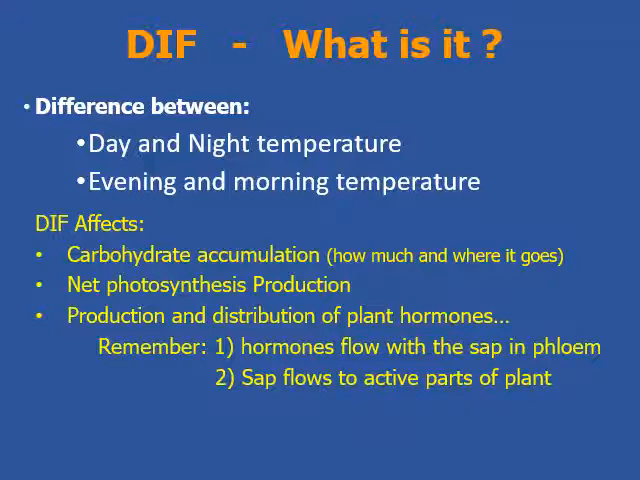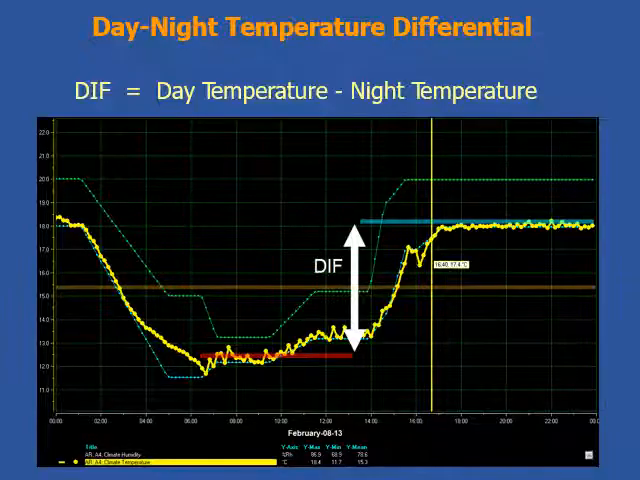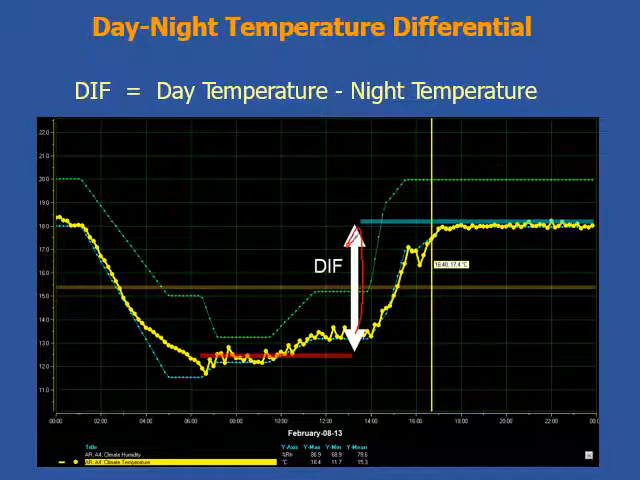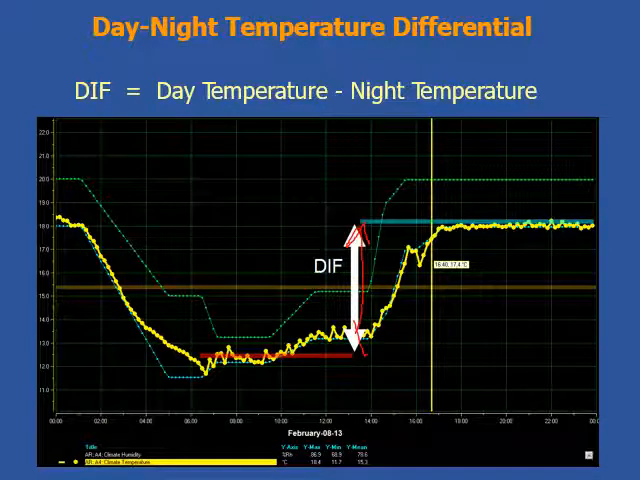Whereas if the top of the plant is cold and the roots are warm, things like cytokinin are not going to flow up as much. And you get less induction of branching, for example, depending on the species. So again, this DIF is talking about the difference between your day and night temperature. Okay.